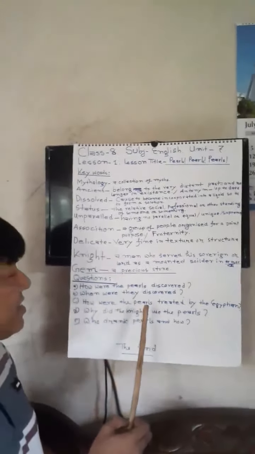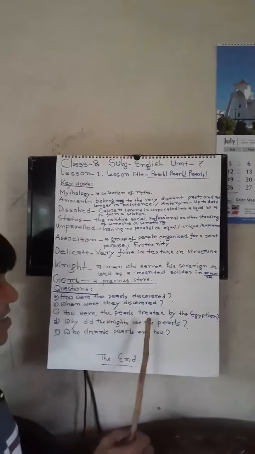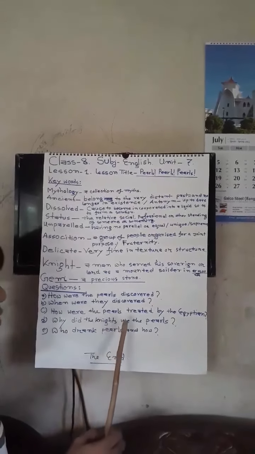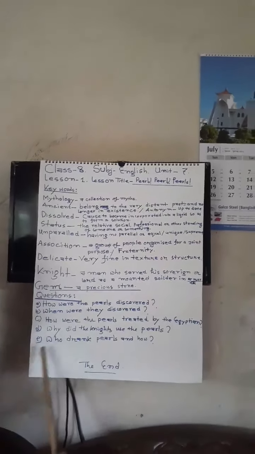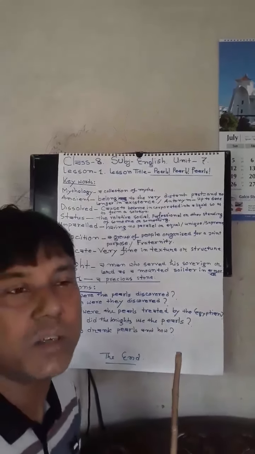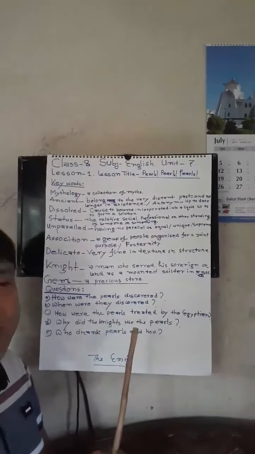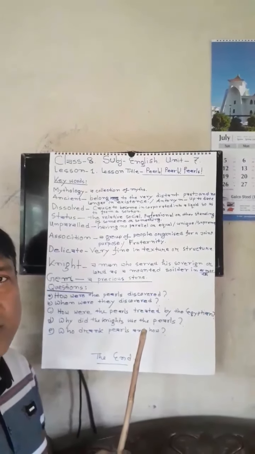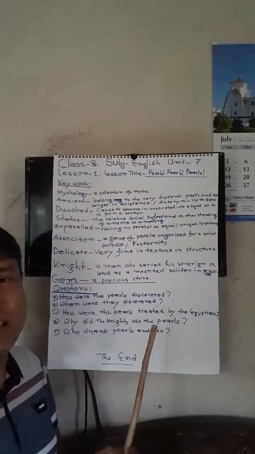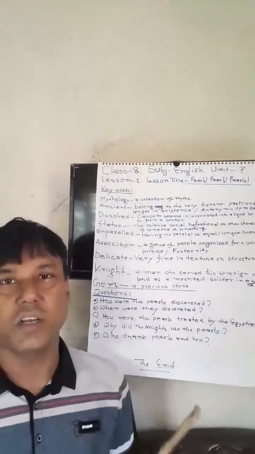Number 3, how were the pearls treated by the Egyptians? Number 4, why did the knights use the pearls? Number 5, who drank pearls and how? These are the questions from the passage, and you will write the answers at home. When school reopens, by the grace of Almighty Allah, your respective teacher will check the answers.